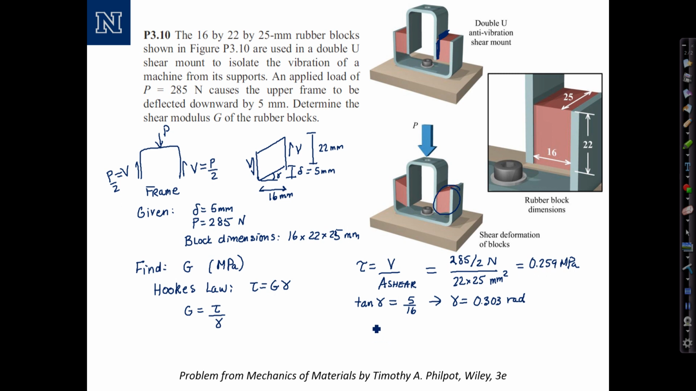So now we have everything we need. Tau is equal to G gamma, so G is equal to tau, 0.259 megapascals, divided by gamma, 0.303 radians, which gives an answer of 0.855 megapascals. The units are right. The number is small for an engineering material, but makes sense since the material is rubber.